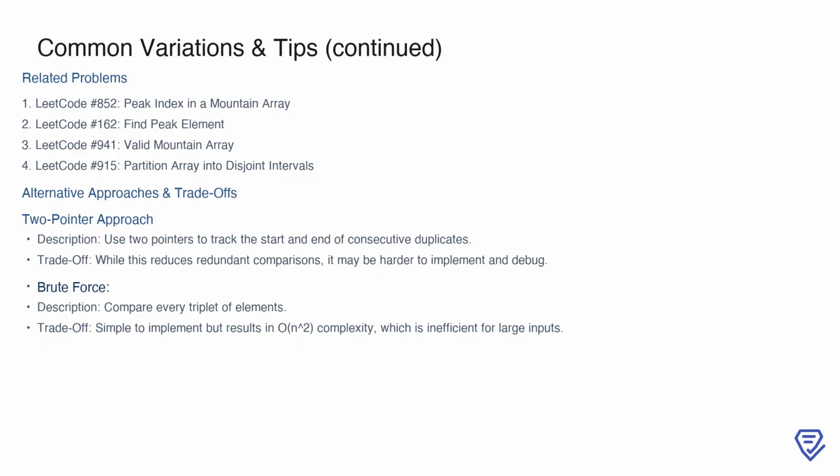When considering alternative approaches, one option is the two-pointer method. This involves using 2 pointers to track the start and end of consecutive duplicates. While it minimizes redundant comparisons, it can be a bit more challenging to implement and debug. Another option is the brute force approach, where you compare every possible triplet of elements. While simple to understand, this results in an O(n²) time complexity, which becomes impractical for large arrays.